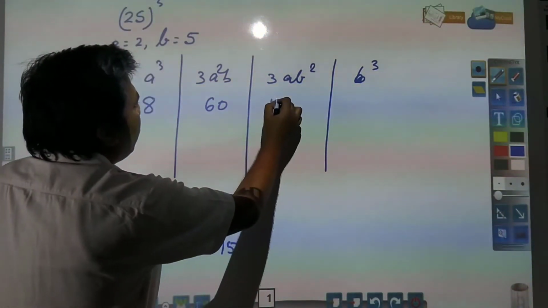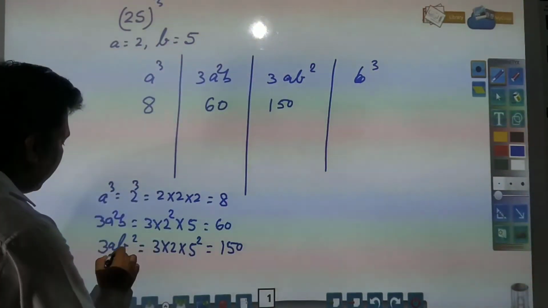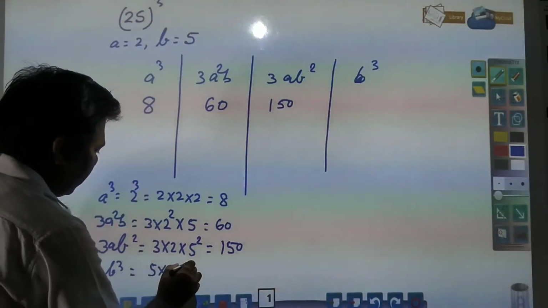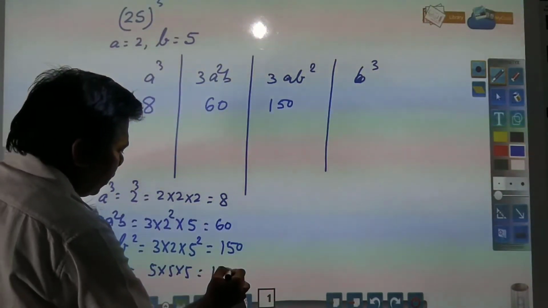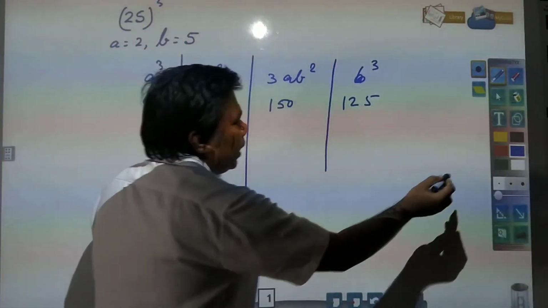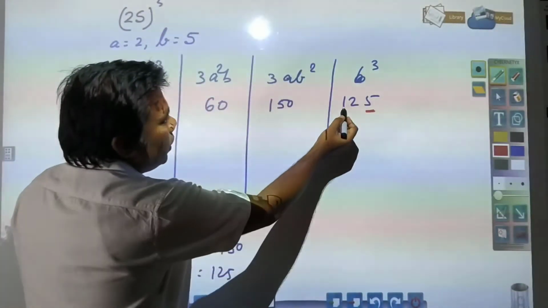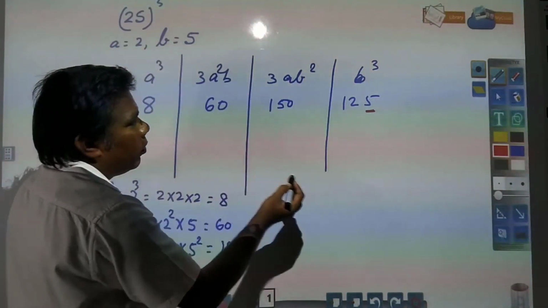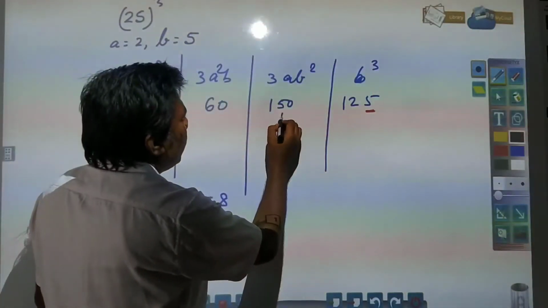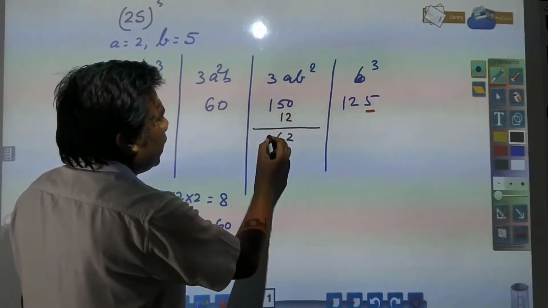So this you will get 150, and then you will have b cube. B cube is equal to 5 into 5 into 5, and that is equal to 125. This you have got 125. Now what is to be done? One's digit is required to be underlined over here, and rest of the digits, 12, is required to be carried forward over here. So this will become 12, and this is required to be added. So this is 2, 6 and 1.